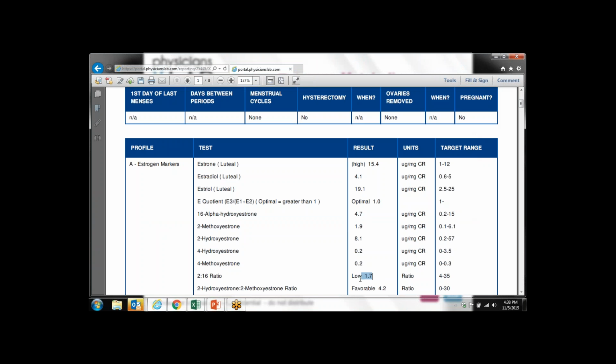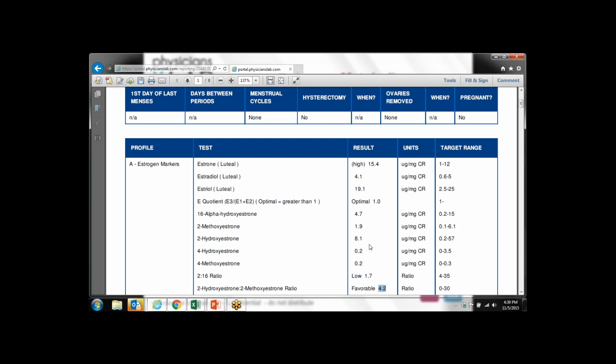However, my 2 to 16 ratio is not good. I don't have 4 times more 2-hydroxyestrone than 16-alpha-hydroxyestrone. I barely have 2 times. I have 1.7 times more 2-hydroxy to 16. So my 2 to 16 ratio is low. One of the best things I can do when my 2 to 16 ratio is low is protect my receptors and increase methylation. I'm going to increase methylation.